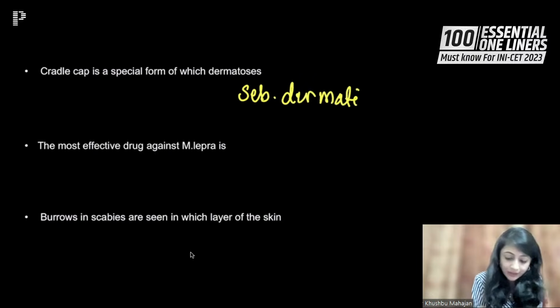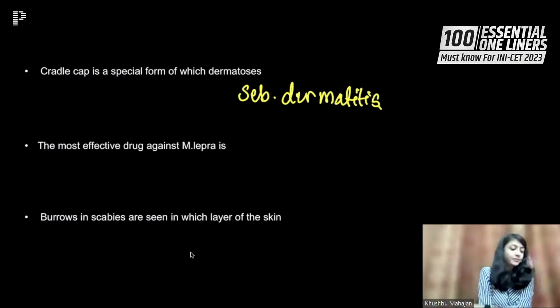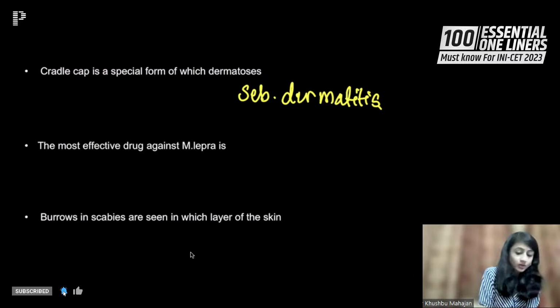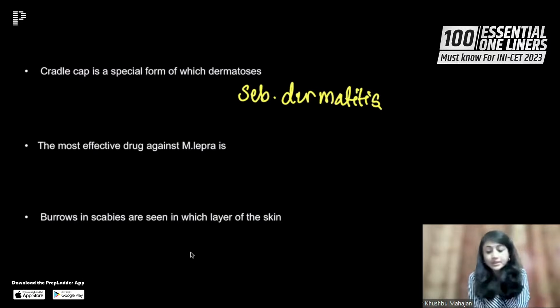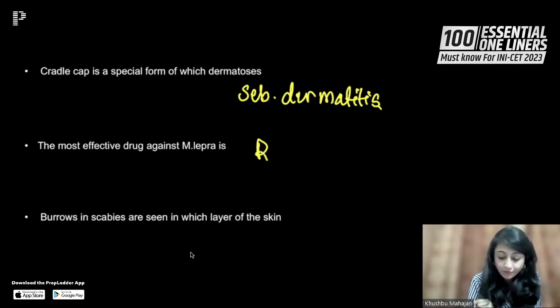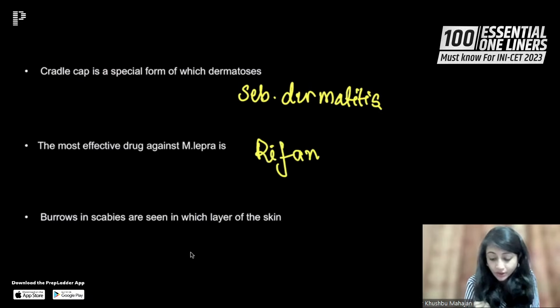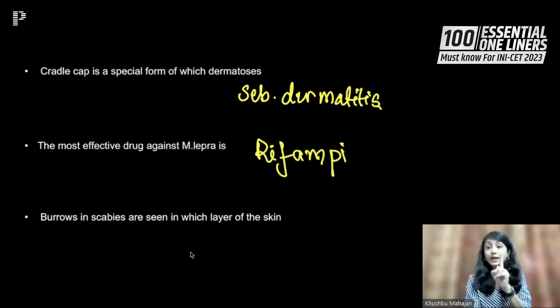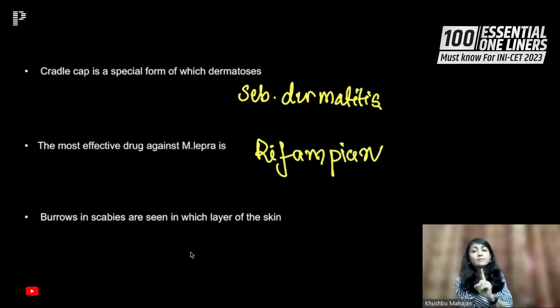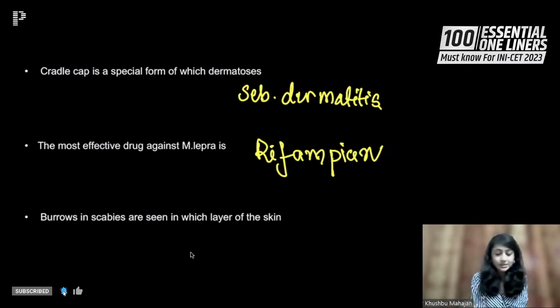The most effective drug for M. leprae is, which is the most effective drug for M. leprae? So it is not Kerion. Please remember, it is not tinea capitis. It is seborrheic dermatitis. The most effective drug is rifampicin. It is not dapsone. Rifampicin kills 99.9% of bacilli in one dose. So the most effective drug is rifampicin, but we give multi-drug therapy to prevent the chances of resistance.